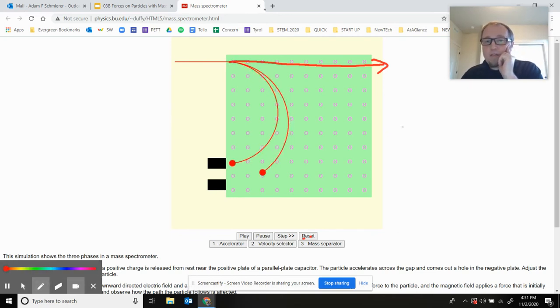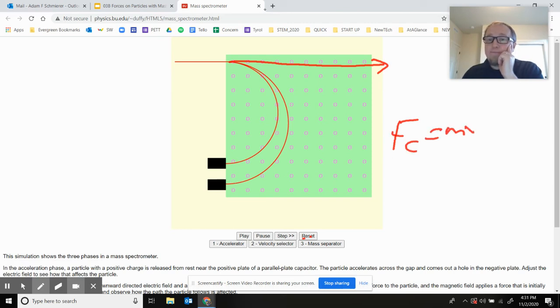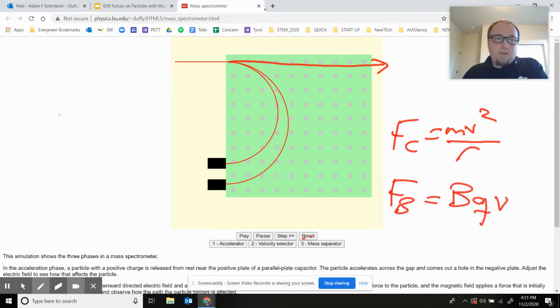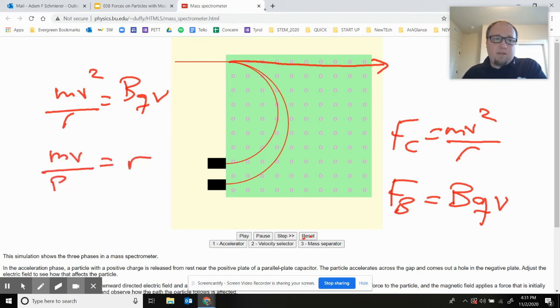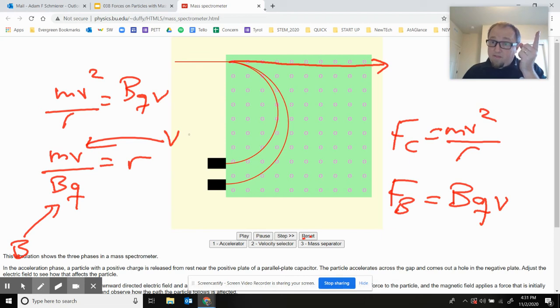So here's a review. This is called centripetal motion, mv squared over r. And that is caused by a magnetic force, which is B times Q times V. So if I set these equal, mv squared over r equals BQV. Isolate for r, I get mv over BQ. So if you know what the B field is, and you know the velocity, because remember that velocity selector, you can measure the radius. So you now know that. All you have left is mass and charge.